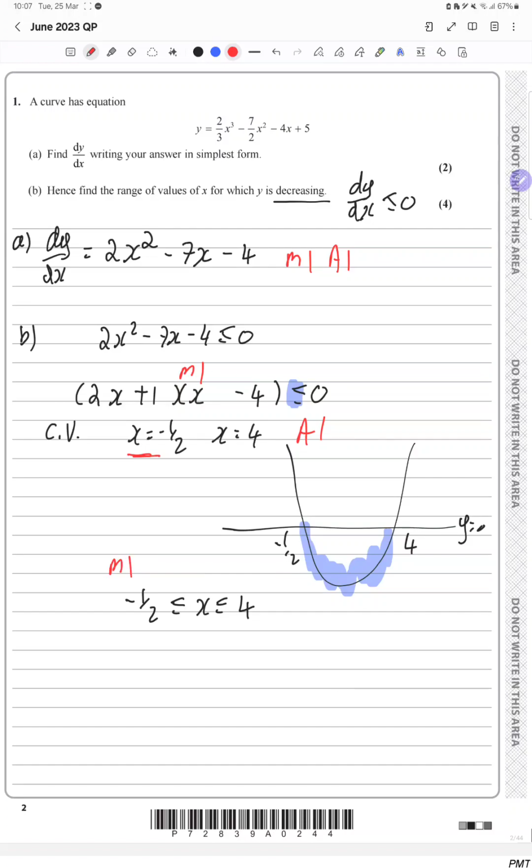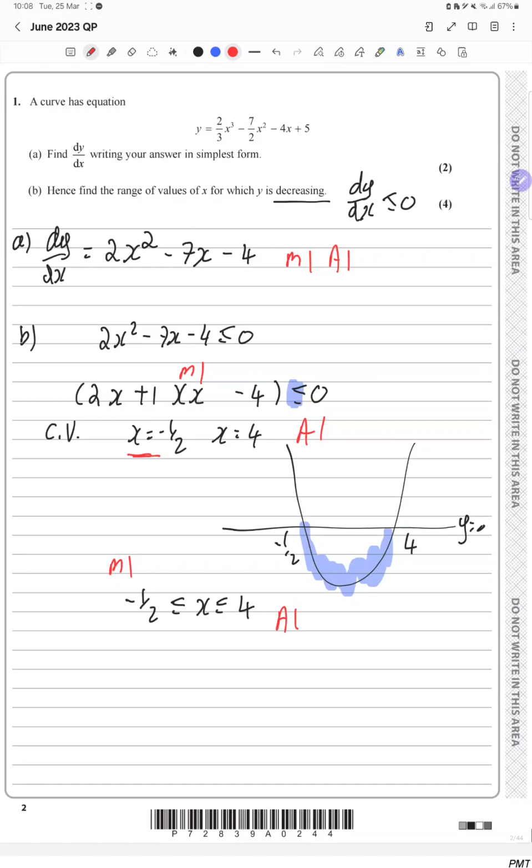Now, the next mark, this method mark, is for choosing the inside for whatever solutions you got. So even if you solved this incorrectly, as long as you attempted to and got two x values, if you picked in between the 2, that's where your method mark comes. And then A1 here for the inequality.